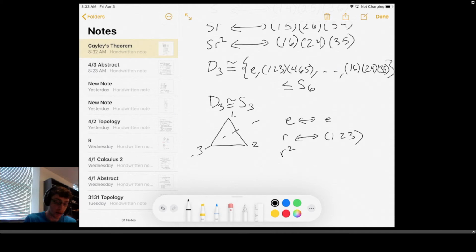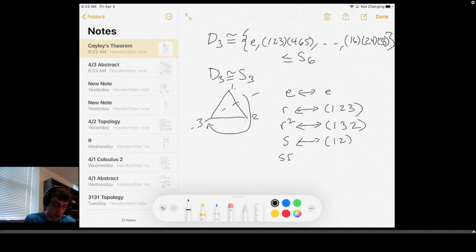R squared sends 120 degrees. I'm kidding, 240 degrees. I know how math works. So this 1 goes to 3, 3 goes 240 to 2, and 2 goes 240 to 1. Okay. S, the way I've drawn it, it just flips these two, but 3 stays fixed. So it's like 1, 2.